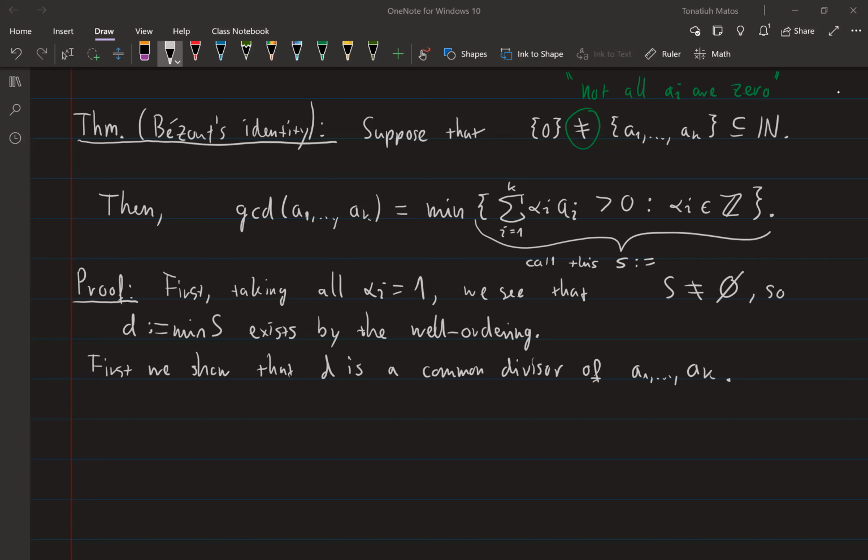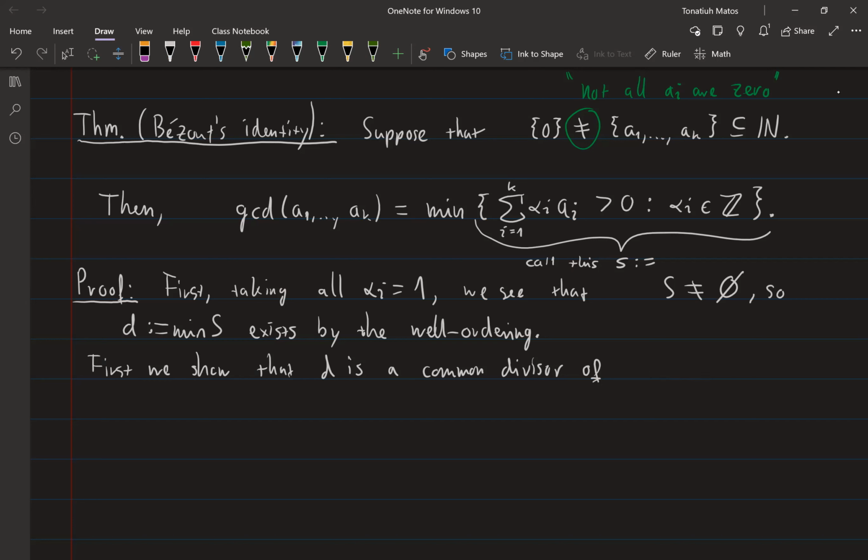And we could have done all this by strong induction. It would work similarly, but we had to justify that this number exists in the first place. So why not do everything by the well ordering? So first we show that D is a common divisor of these numbers. Exactly. So here's the trick, and this is actually stronger than the statement.